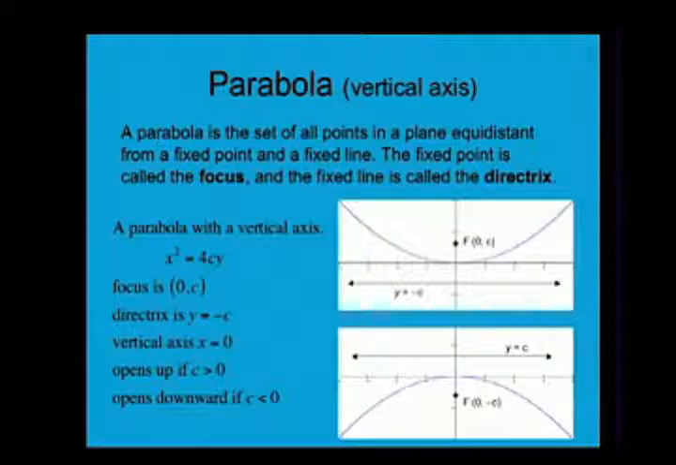X squared is equal to 4cy. And the focus is (0, c). The directrix is y is equal to negative c. And it has a vertical axis, which is x is equal to 0. And then you can see from these two diagrams, if c is positive, then the parabola opens in the upwards direction. And if c is negative, then it opens in the downward direction.